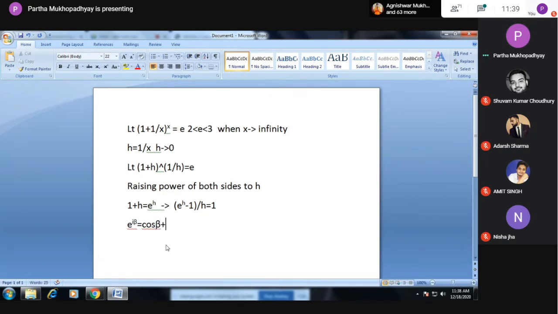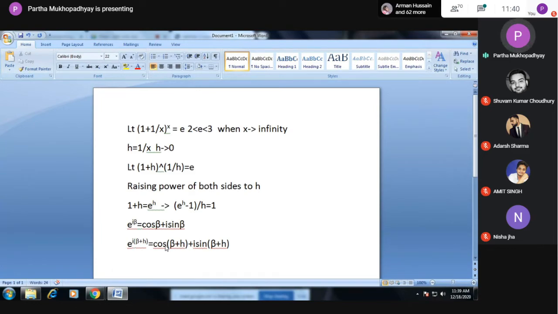And then e to the power i(beta + h) will be equal to cos(beta + h) plus i sin(beta + h). Isn't it?